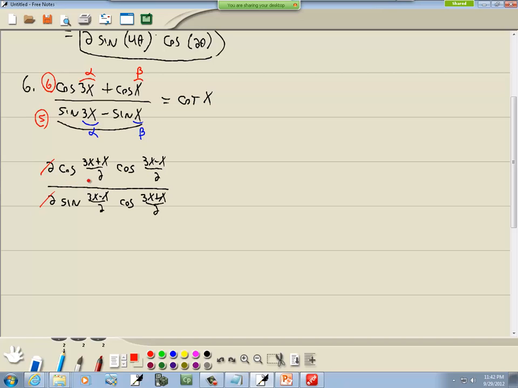Well, the 2's cancel right away. Cosine of 3x plus x over 2, cosine of 3x plus x over 2, those are going to go away. So up on top here, we're left with cosine of 3x minus x, which is 2x over 2, giving us cosine x. And down here, we got sine of 3x minus x, which is 2x. 2x divided by 2 is x. So this is sine x. And cosine over sine gives us cotangent. So we verified that identity.